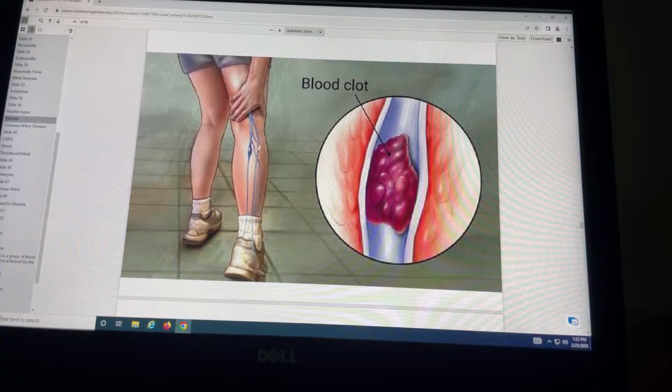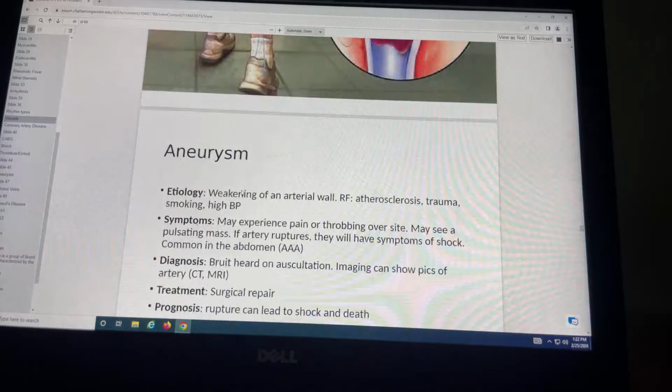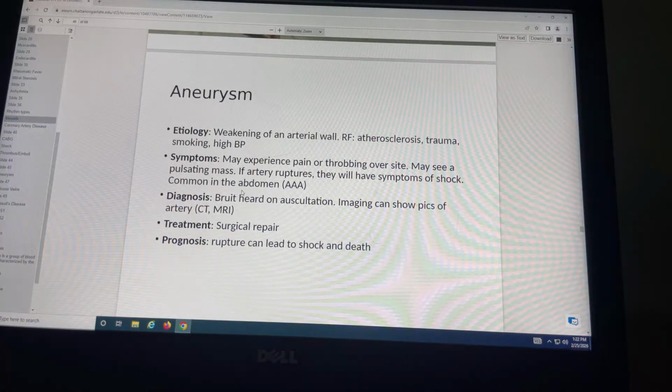So this is what that looks like in the deep vein in the legs here, so they can see that. All right, another way to die, aneurysm.